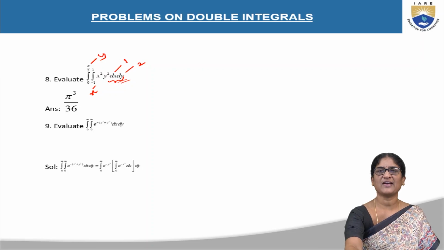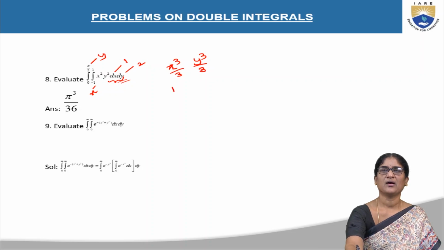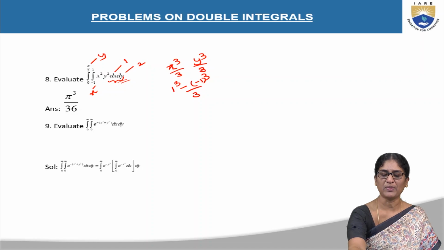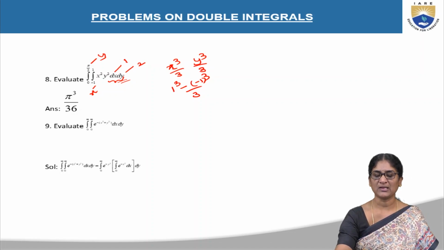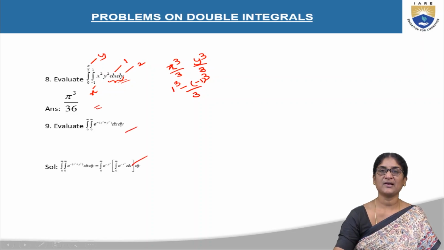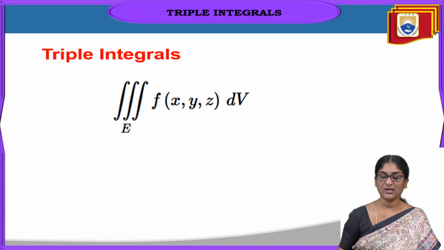Now integral of y square is nothing but y cube by 3, and integral of x square is nothing but x cube by 3. So x is taken from -1 to 1, which is nothing but 1 cube minus of -1 cube divided by 3. Okay, and into the next one, that is y cube by 3, you have from pi by 2 whole cube. That is nothing but pi cube by 36. The total answer is pi cube by 36. So similarly you can try the other two problems also, and let's go to the triple integrals.